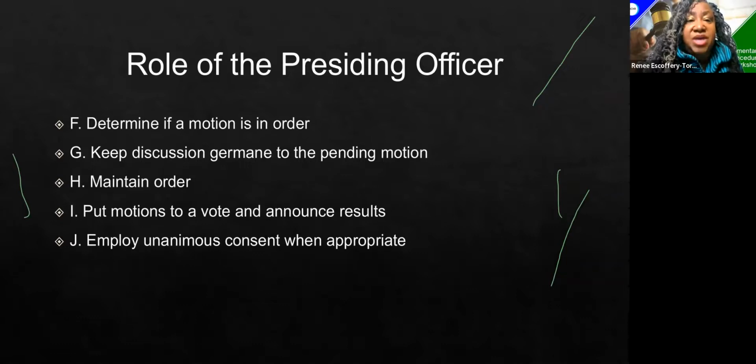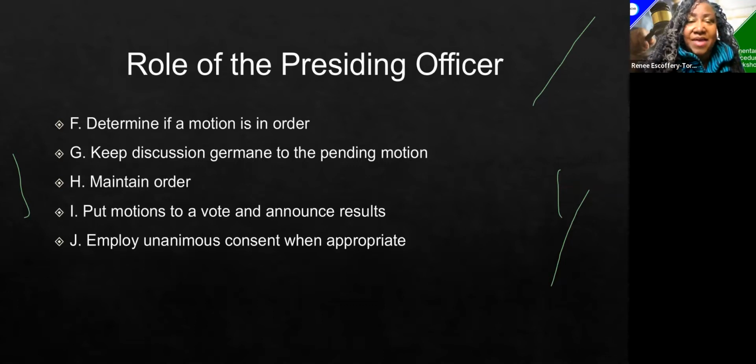Also, you have to make sure that you keep the discussion germane to the pending motion. If all of a sudden you're talking about the fact that the budget kind of crashed and now you don't have enough money to buy the house, that has nothing to do with the pending motion; it is not germane. So you have to keep your discussion germane to whatever is on the floor at that time.